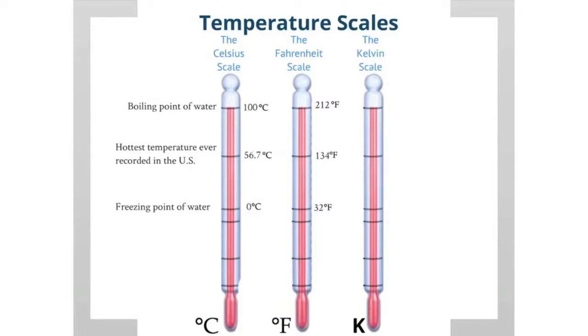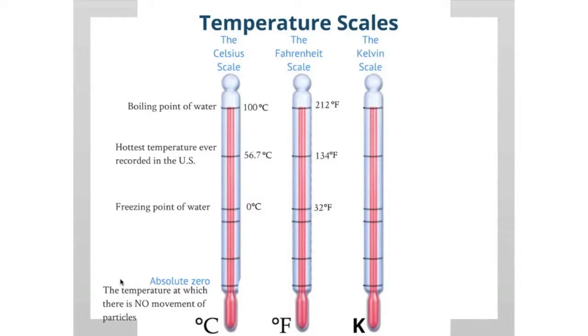And finally, we have the Kelvin scale. Now, the Kelvin scale is unique because, first of all, it's measured in just K. There's no degrees K, it's just K. And the Kelvin is the SI unit. It's the metric unit for temperature. Not Celsius, not Fahrenheit, but Kelvin is the metric unit for temperature. And it begins at absolute zero.